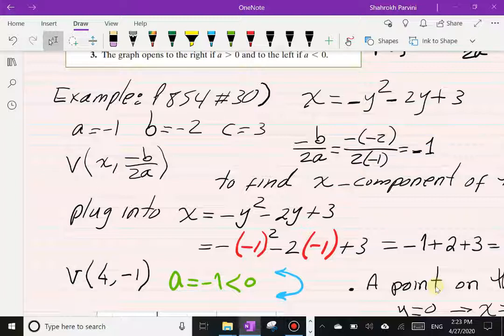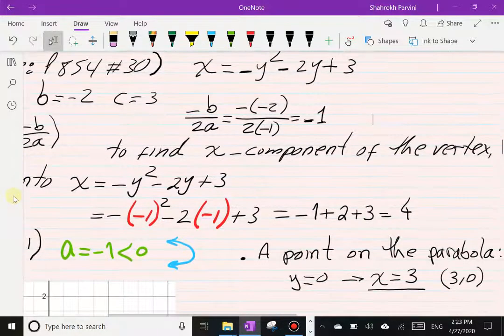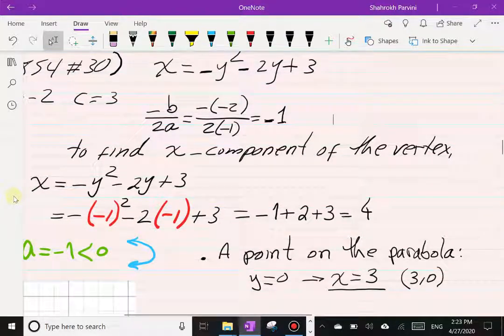Now, a, the number that we found up here, is negative 1. If a is negative, meaning less than 0, this horizontal parabola is going to open to the left. And if a is positive, it will open to the right. So this parabola is going to open to the left. Now, another point on the parabola is going to be when y is 0. I just picked a random point here. And I like to let y be 0 because when y is 0, you plug in here, you get 0.